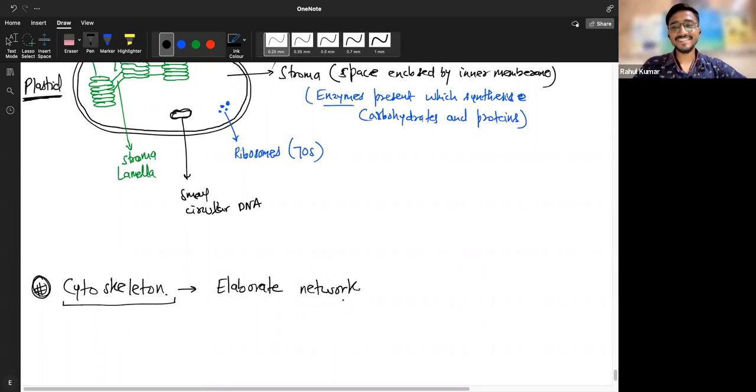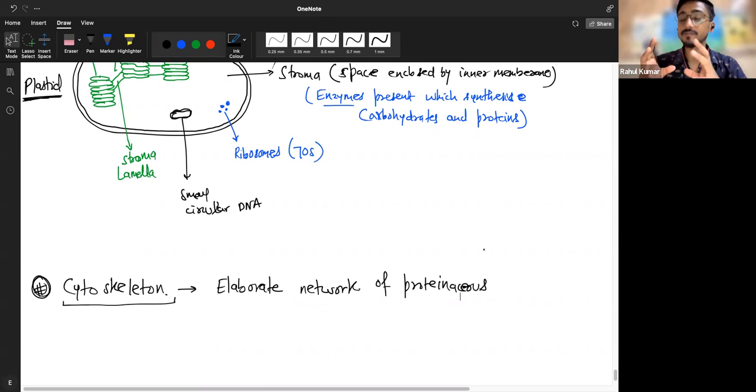Cytoskeleton is an elaborate network of proteinaceous structures, which means it is made up of protein. That's why we call protein the fundamental structural unit of the cell. So, an elaborate network of proteinaceous filamentous structures. They are like filaments.